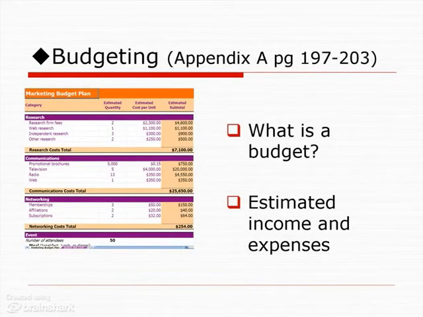Budgeting is a very, very important part of your program planning. Appendix A in your book, pages 197 through 203, indicates the information about budgeting for your program. This should really be a critical part of your textbook, and I think this is lacking in the fact that this is in an appendix, because I cannot overemphasize how important a budget is.